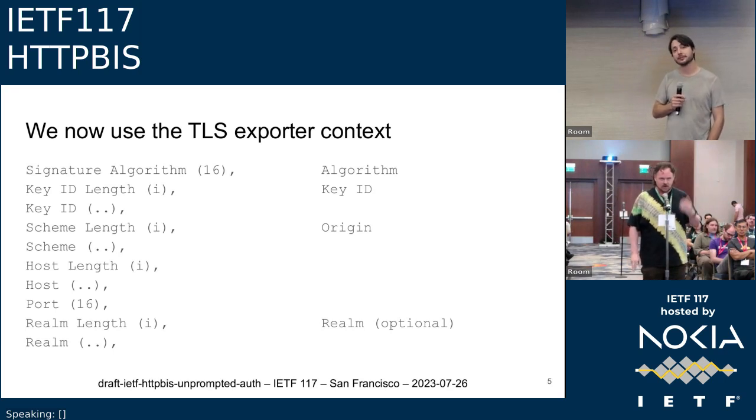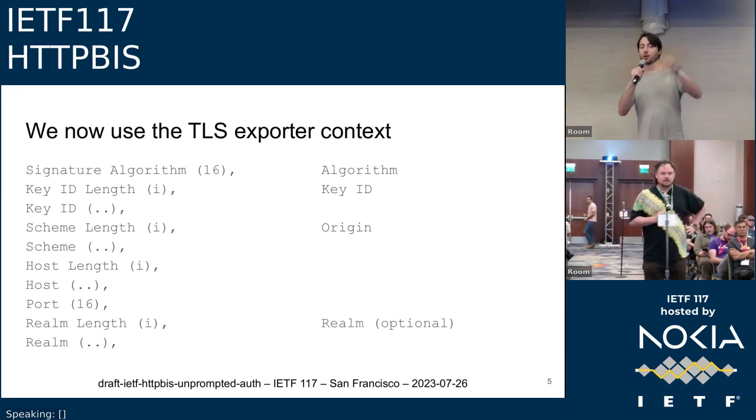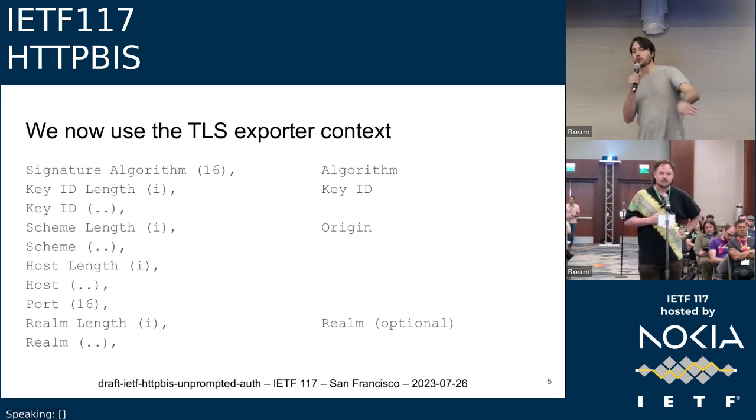One thing that sort of stuck out for me here was the definable context for the TLS exporter. It's not necessary if you're going to be signing the fields anyway. We don't actually sign the fields. We just sign the output of the TLS exporter. So that's why we shove things into the context so that they end up in there.